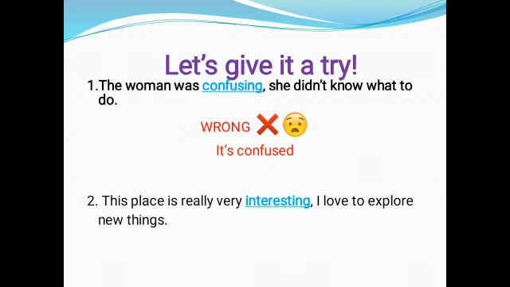This place is really very interesting. I love to explore new things. Here you can see the word interesting is underlined, and this word is describing the specific place. Again, you have 5 seconds. Think whether this one is right or wrong. 1, 2, 3, 4, 5. Okay, the answer is yes, it's correct, because the word interesting is describing the specific place, and we know when it describes the thing, the place, or the person directly, we use an ing adjective. In the above example, we used an ed adjective because it was describing the feelings of that woman. In the second example, we used an ing adjective because we are describing the place directly.